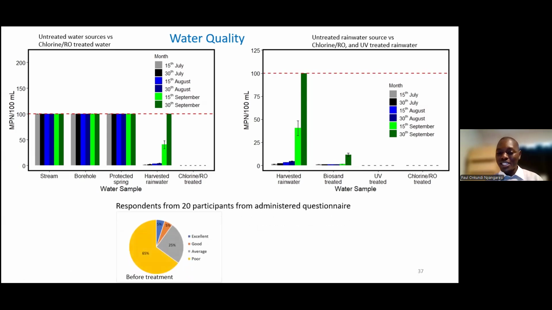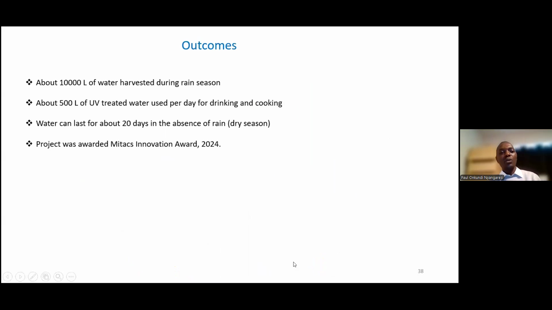So after we asked a questionnaire of parents and the people who were around, we were able to find very good results. They said the system was very excellent, around 95%. Now, what were the outcomes of the system which we implemented in that school? One thing is, during the rain season, we were able to harvest 10,000 liters of water, and the system can treat around 500 liters. This 500 liters is used per day, but we can treat more water.